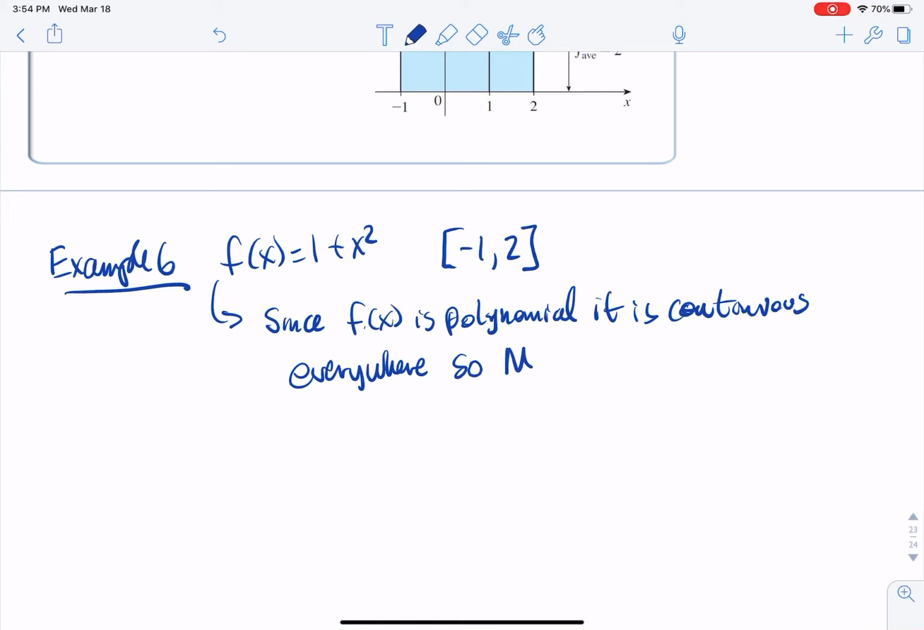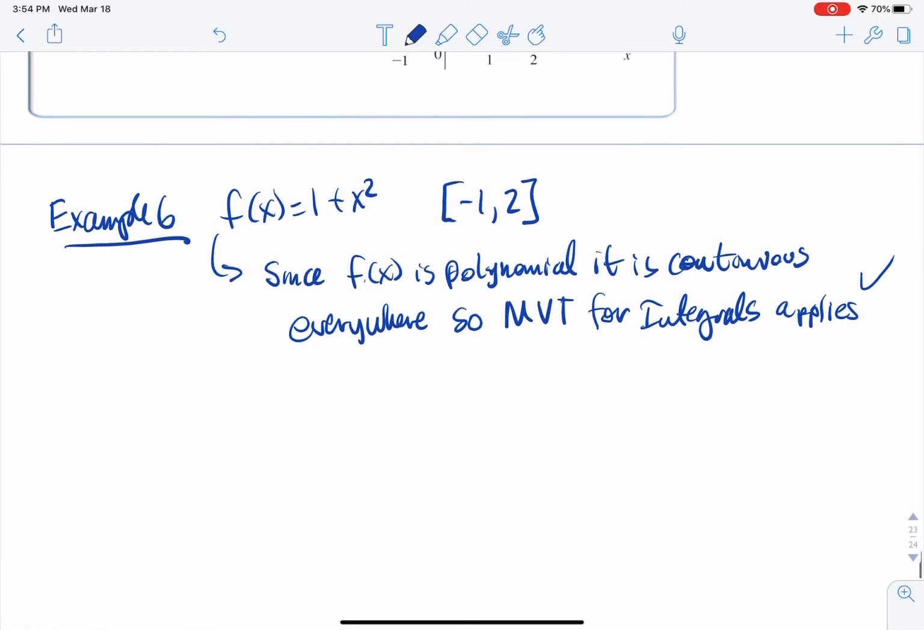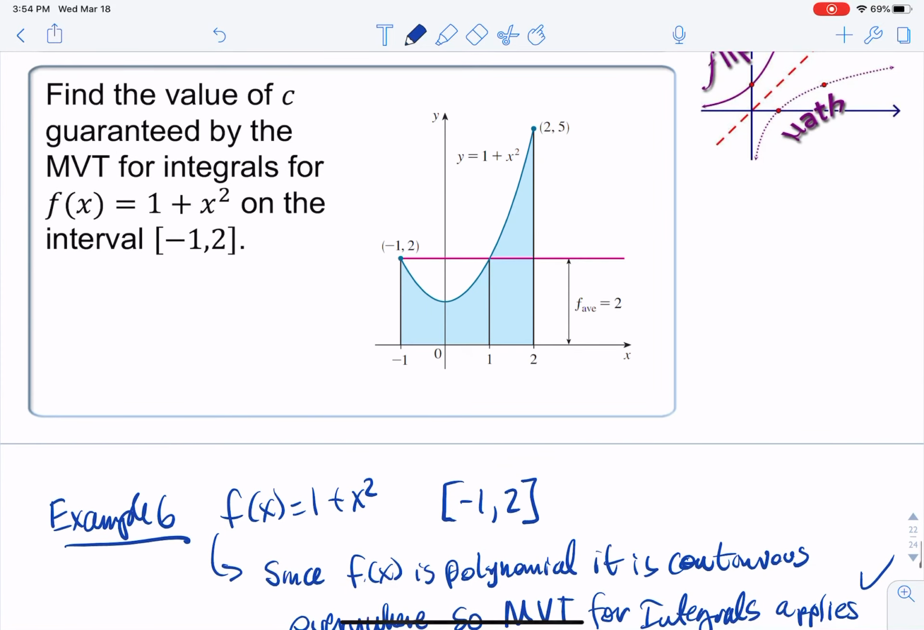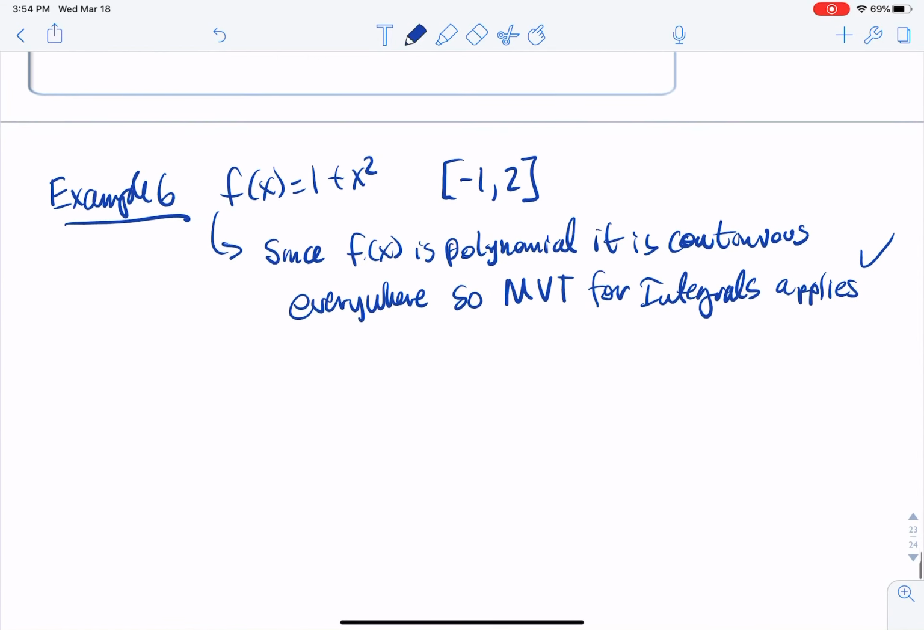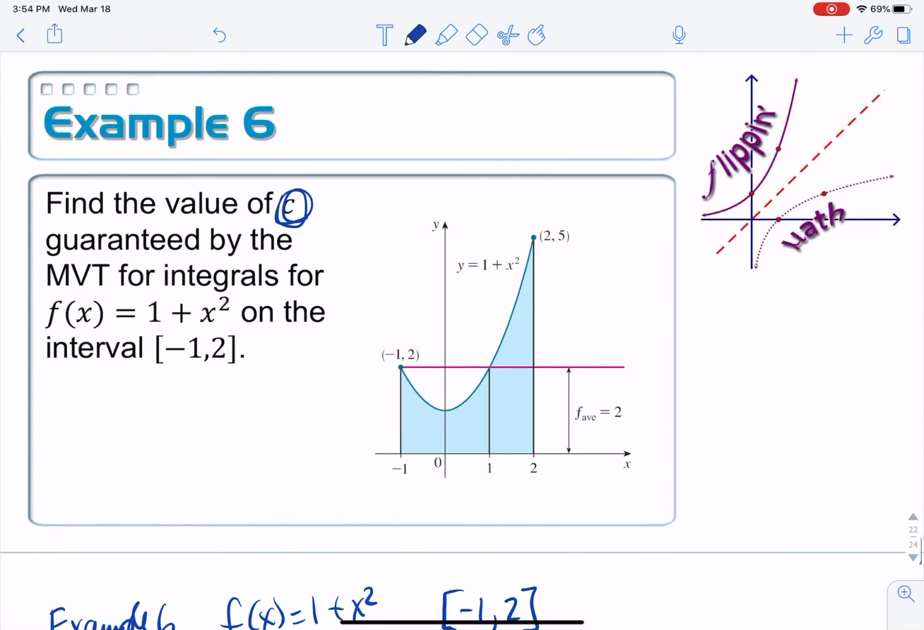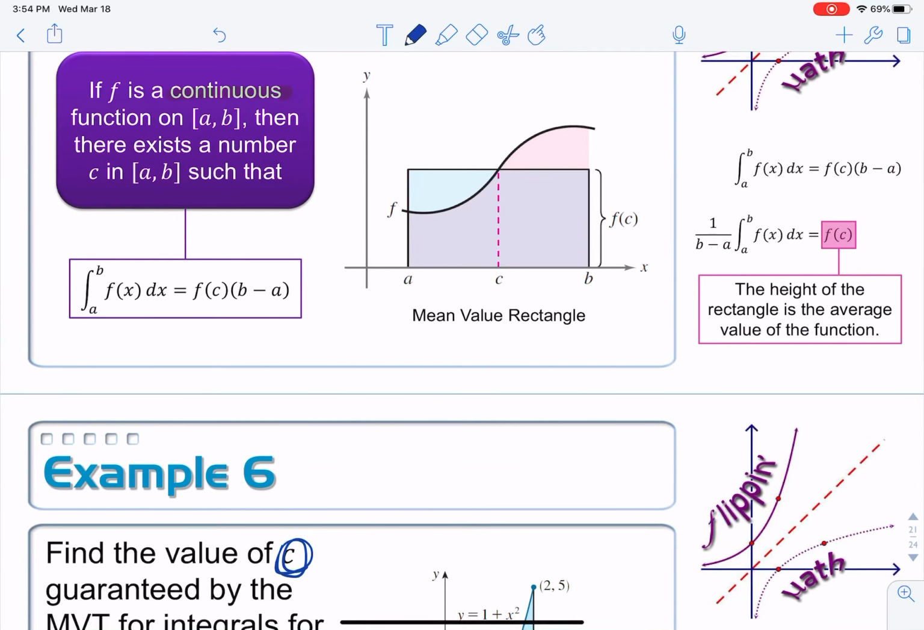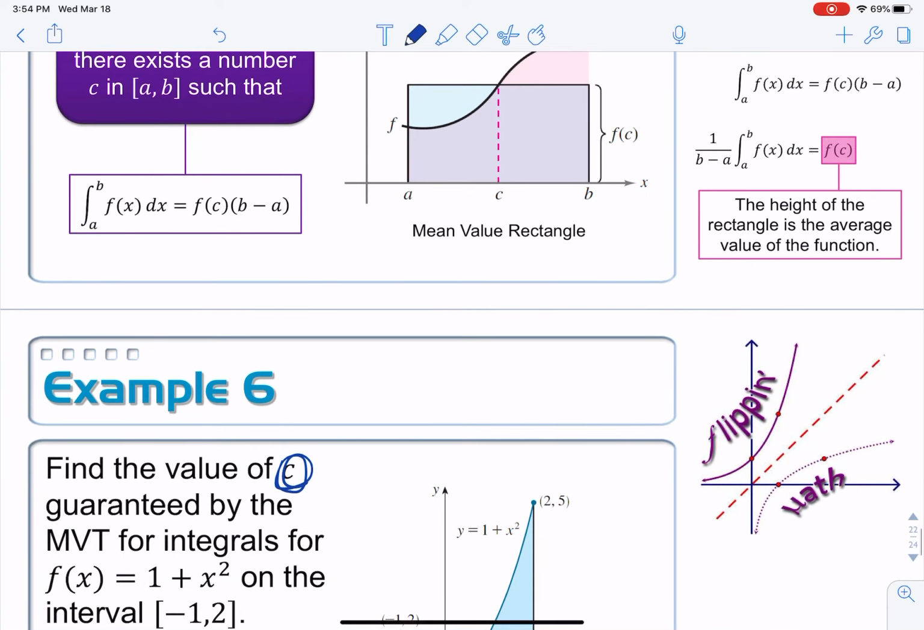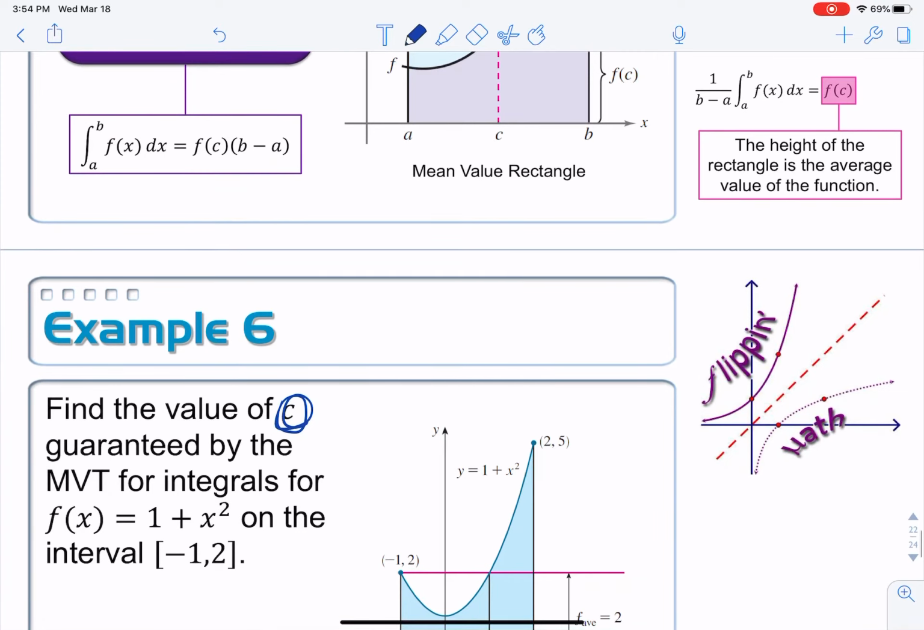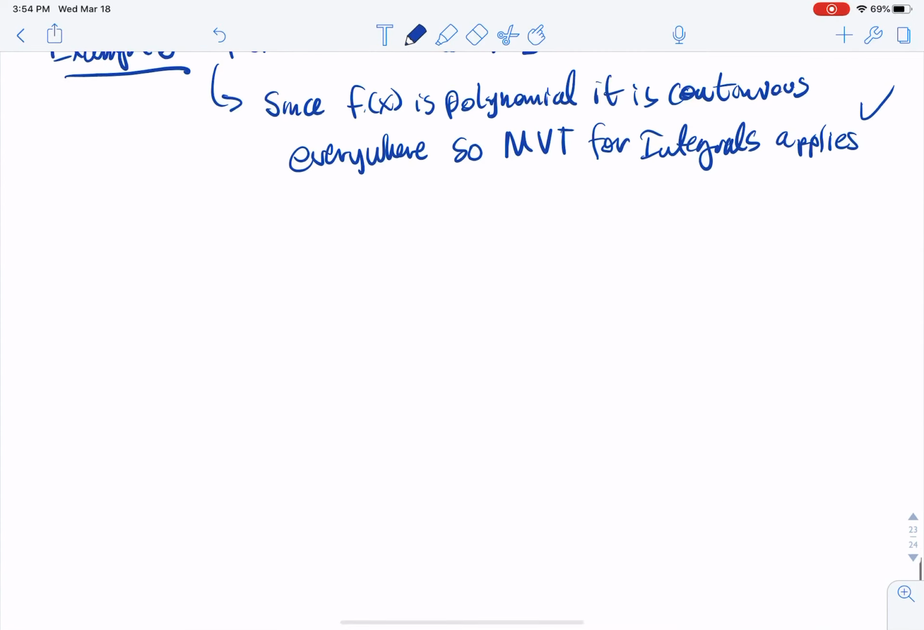So the MVT for integrals applies. Now we've met our conditions, so let's go ahead and apply it. Notice that the question is asking for the value of c. In order to see what that is, all we're going to do is set this up exactly like we did in the theorem. We're going to find the definite integral and set it equal to some function value times b minus a, which is the width of that interval.